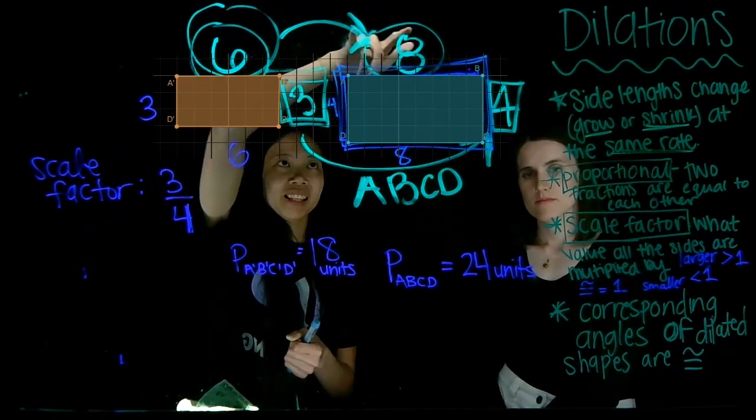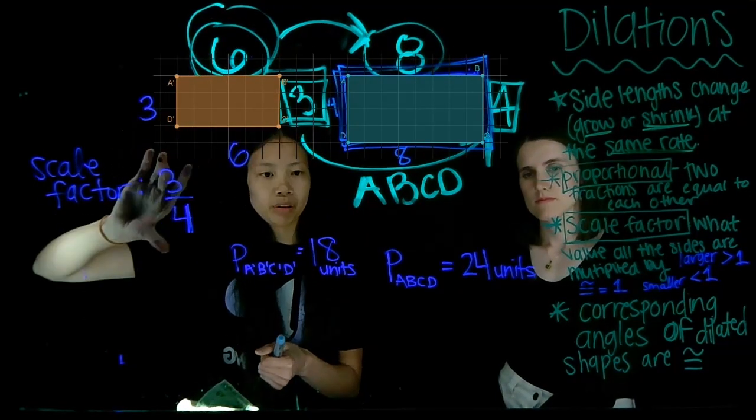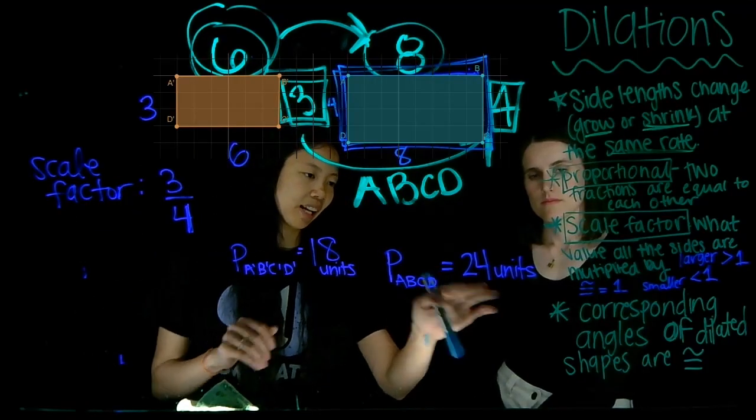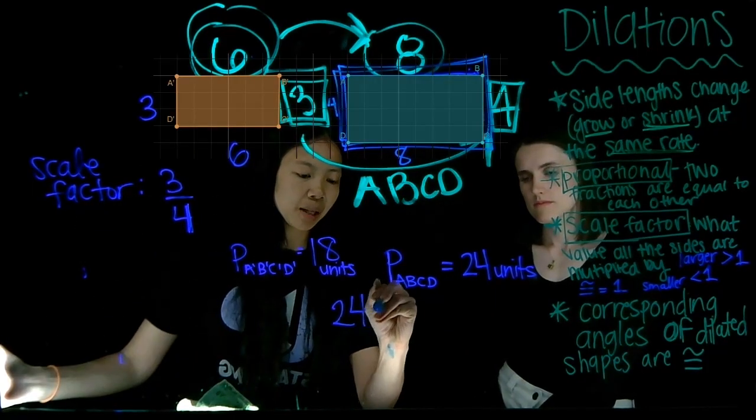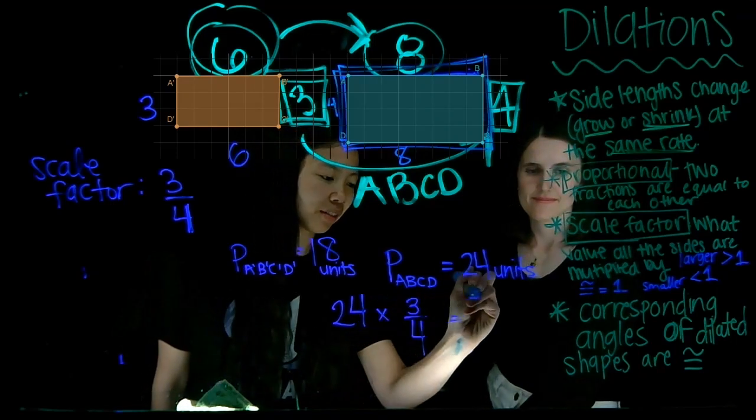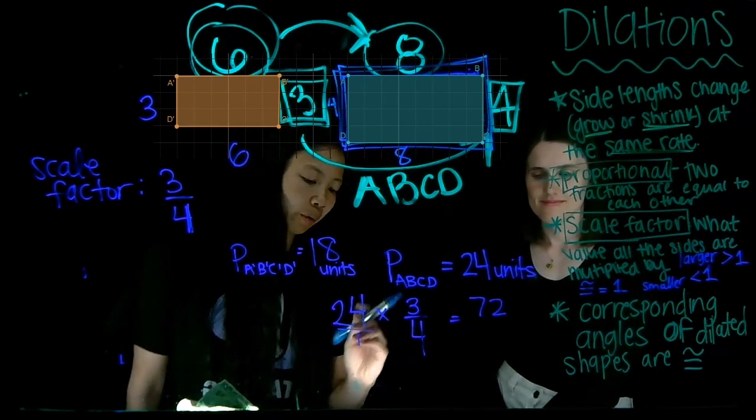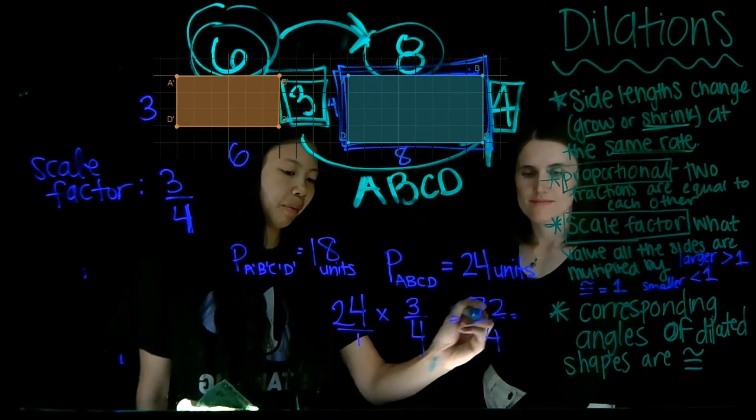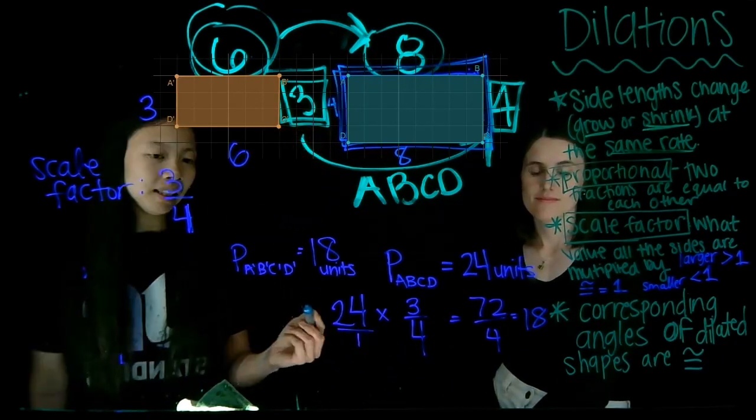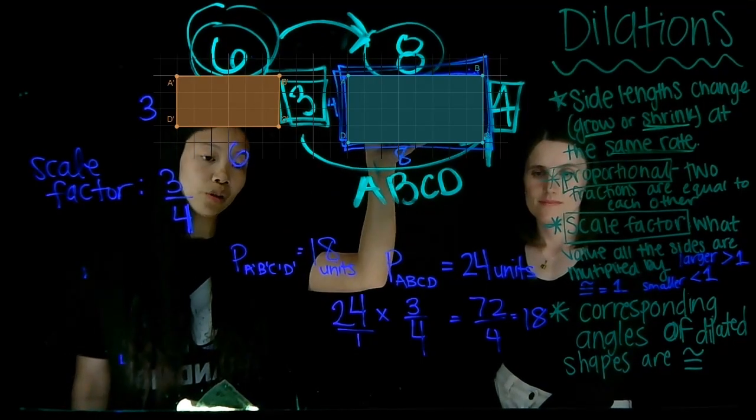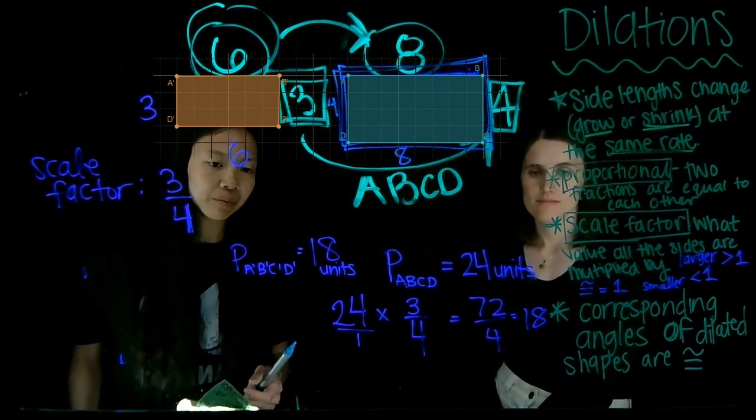Because we know the sides were scaled by 3/4, we can say that the whole perimeter is scaled by 3/4. So let's check that out. If we got 24 units and we multiply that by our scale factor of 3/4, 24 times 3 gives us 72. And again, this is like 24 over 1. 1 times 4 gives us 4. 72 over 4 is the same as 18. So we see that when we have a scale factor of 3/4, then our perimeter is also multiplied by that scale factor. So that's a nice shortcut.